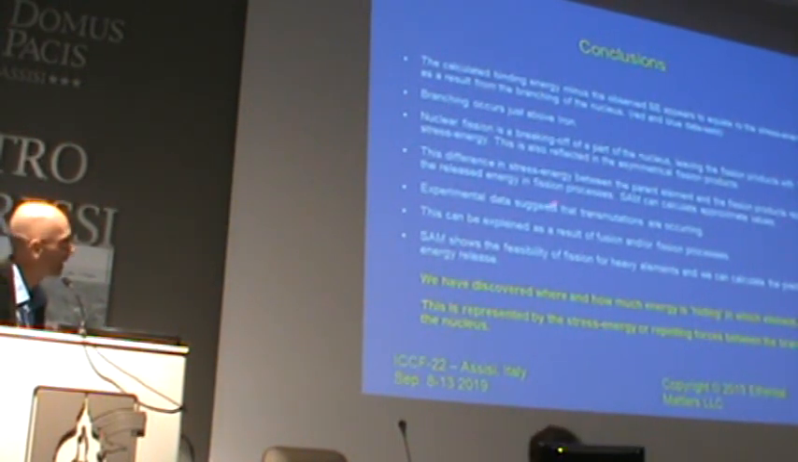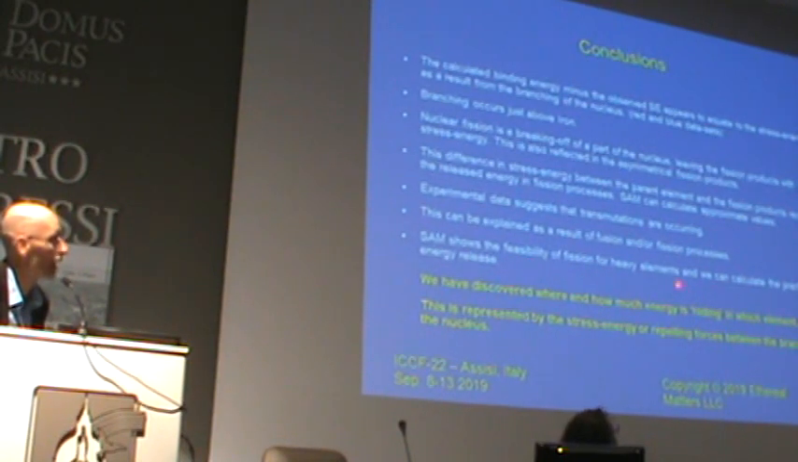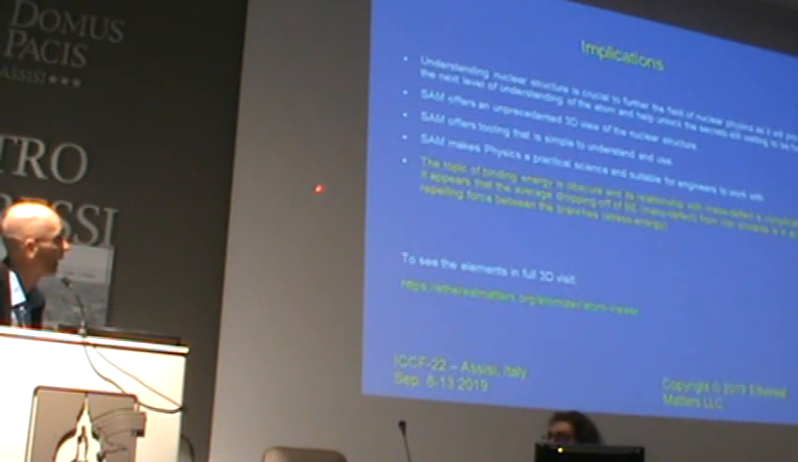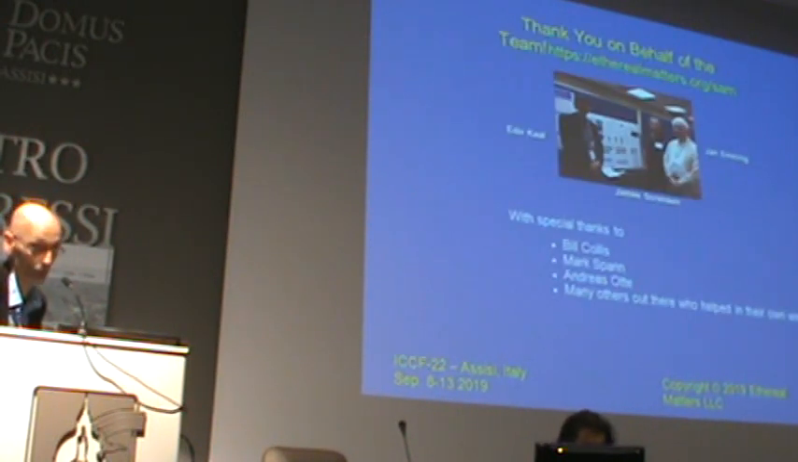So we have discovered where and how much energy is hiding in which element that is represented by the stress energy or repelling forces between branches of the nucleus. This is a very new concept. The implications are that the topic of the binding energy is obscured in its relationship with mass defect. It's complicated, and it appears that the average dropping off of the binding energy or mass defect from iron onwards is in actuality the repelling force between the branches, which we call stress energy. You can see all the elements on our website in full 3D. Thank you so much.